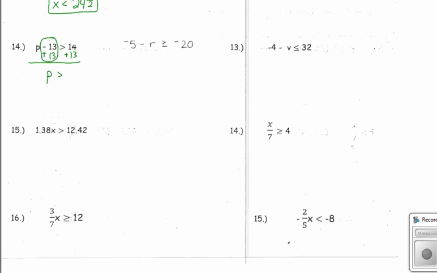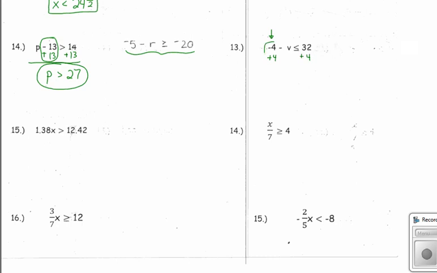And 14 plus 13 is 27. The solution is all numbers greater than 27. We did this problem in class, so we'll continue. Here, I want to take care of the constant negative 4 before taking care of the minus v. So the opposite of minus 4, or subtracting 4, is to add 4.